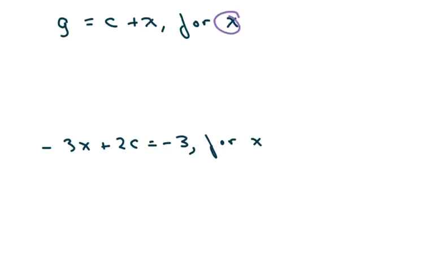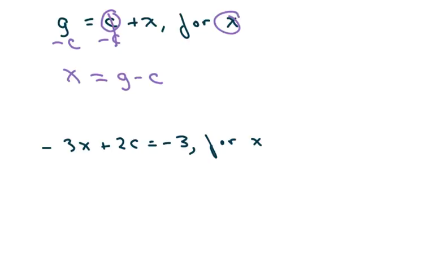Solve for x again. So in this case, the opposite of this is a plus c, so we're going to subtract c from both sides. That equals 0 there, so you're going to get x equals g minus c.